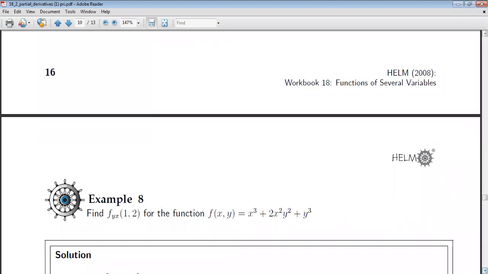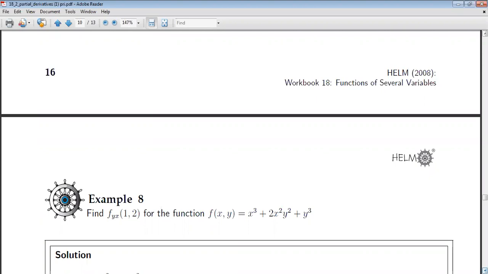Okay, write here. Have you seen this example? Example 8, all of you have seen. You have to find f of yx. What do you mean by f of yx? Tell me. Sir, del square f by del x del y. Yes, del x del y, very good. We have to find del square of del x del y for the function at the points 1 and 2.